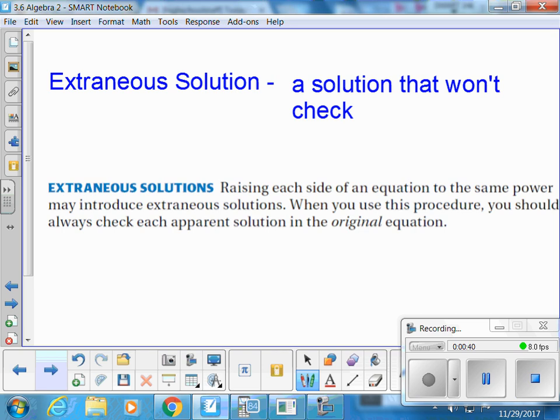So it's very important when you're working with equations that involve powers that you check your answers, because raising each side of an equation to a power also could introduce extraneous solutions. They are actually rare. I think in the whole entire notes today, we only will find one solution that's extraneous, but it is important to look for them.